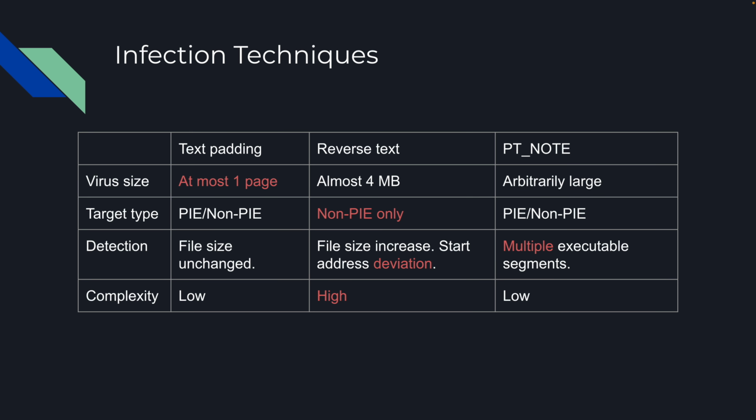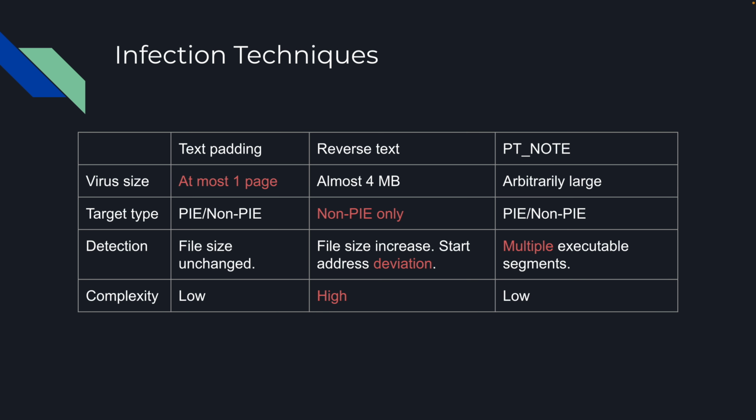This table sums up trade-offs between these algorithms pretty well. The PT node infection allows us to inject an arbitrary size of virus as long as our memory fits. The text padding provides the least amount of space, but one page is still enough for many small viruses. The reverse text infection unfortunately only works for non-PIEs, and it will likely have the lowest infection rate considering modern compilers by default link executables as PIE.